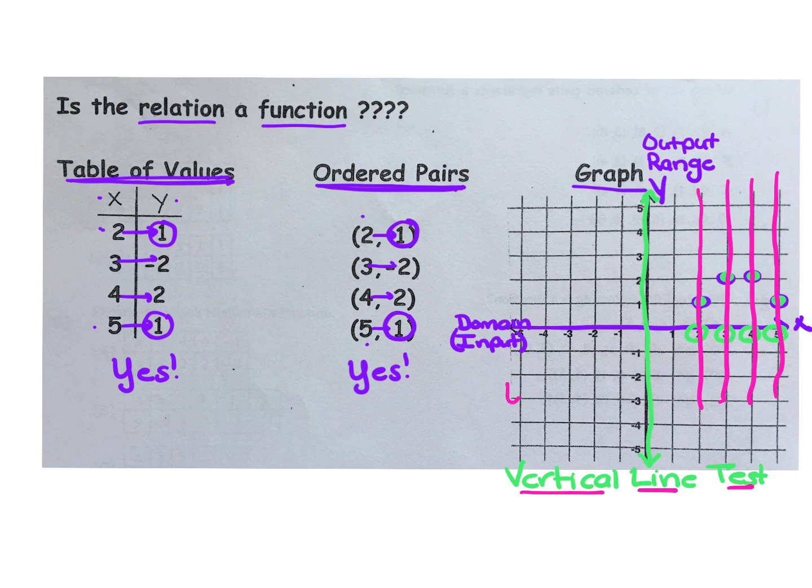So, in each case, we see that we definitely have a function, whether you're given a table of values, some ordered pairs, or a graph.